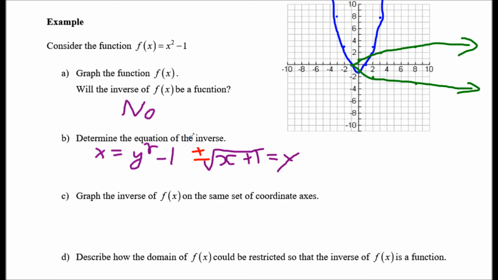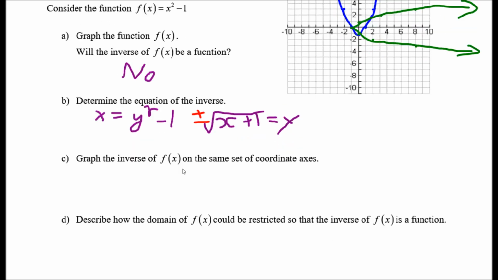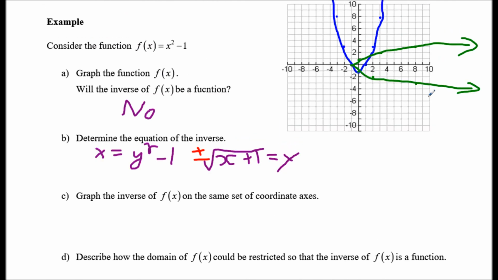I determined the equation, and if I wanted to put this into the calculator, I'd go to y equals and graph in y1 root x plus 1, and then in y2, I would go negative root x plus 1. y1 gives me the top half, y2 gives me the bottom half. Graph the inverse on the same set of coordinate axes, done. Now, the diploma loves question D. Describe how the domain could be restricted so that the inverse is a function.